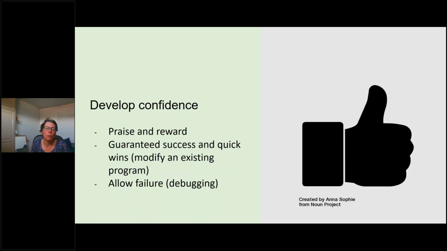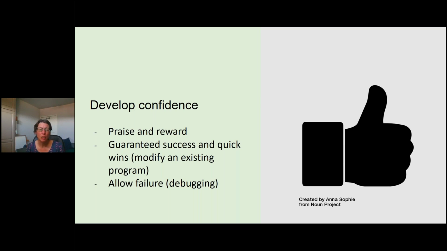Same with developing confidence, and a lot of this is about praise and reward, but it's also about making sure in projects that there's some degree of guaranteed success early on. And this can be done by getting pupils to modify existing programs, for example, or using templates when you're creating posters. And they have some level of guaranteed success, which will make sure that that confidence is there, then try things that are a bit harder. And I'll come to that in scaffolding in a moment.